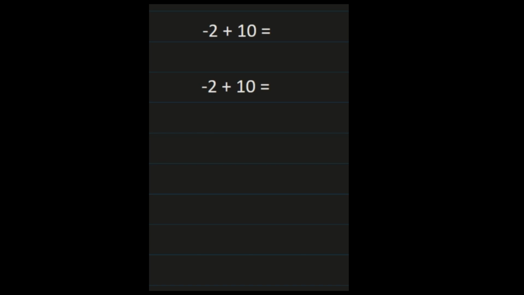So for our first problem, we have -2 plus 10. So we're adding integers with different signs, and our steps were to first take the absolute values. So we're going to take the absolute value of -2, which is 2, and then we're going to take the absolute value of 10, which is 10. Then our next step was to subtract those. And you're going to subtract them by putting the larger value first and subtracting the smaller value from it. So we're going to do 10 minus 2, which is 8.